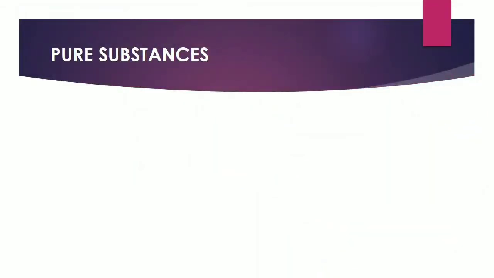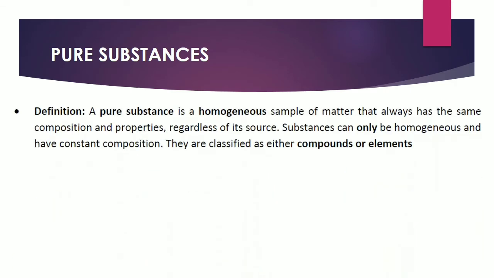The next one, we're going to see another category, which is pure substances. A pure substance is a homogeneous sample that always has the same composition and properties regardless of its source. So the substance can only be homogeneous and have constant composition. But under pure substance, they can be classified as compound or element.